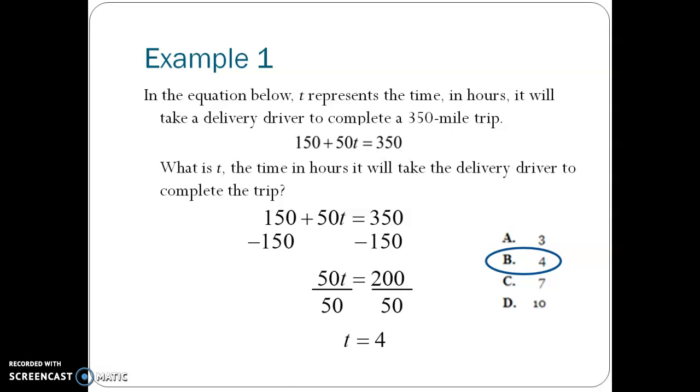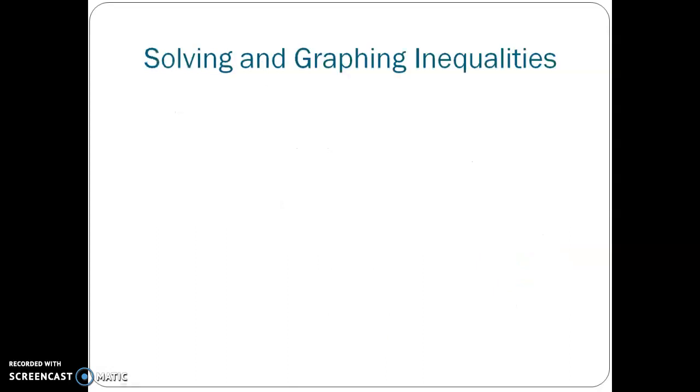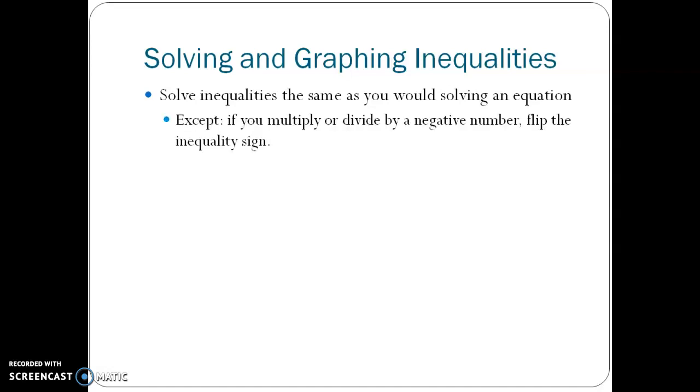All right, next we're going to talk about solving and graphing inequalities. When you are solving inequalities, you're going to solve them the same way as you would when you're solving an equation. There is one exception, which is if you multiply or divide by a negative number, then you have to flip the inequality sign. So if originally the inequality is a less than, you have to change it to a greater than. If it was originally greater than or equal to, change it to less than or equal to.